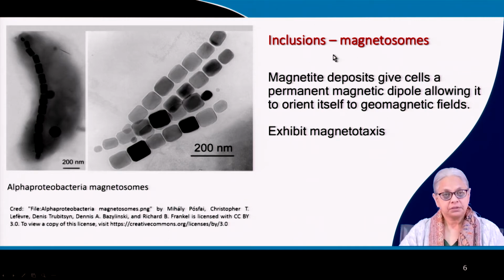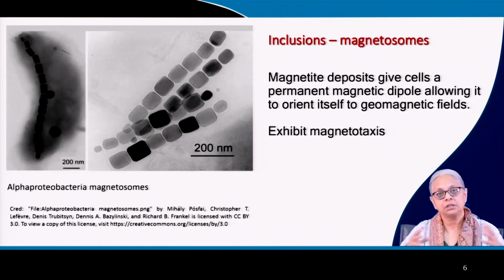Then we come to other inclusions like magnetosome. There are certain types of bacteria, this is an alpha proteobacteria, which has magnetosomes, and you can see that it has created these deposits of magnetite. Magnetite is a ferric mineral, and it gives the cells a permanent magnetic dipole, and you know that the earth has geomagnetic fields, so the bacteria has been able to orient itself.